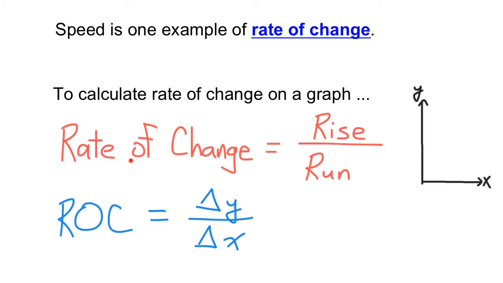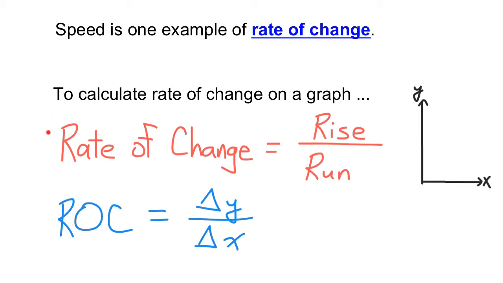So you'll often see a shorthand of this equation written like this that I have in blue. So instead of writing out rate of change, you'll see the acronym ROC, which stands for rate of change. And instead of writing rise over run, you might see delta y over delta x. Delta is the Greek letter that looks like a triangle. And that letter in math always refers to a change in some value. So delta y means the change in your y values. And that's exactly what the rise is. Delta x means the change in your x values. And that's what run is.